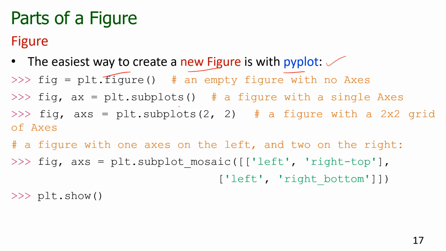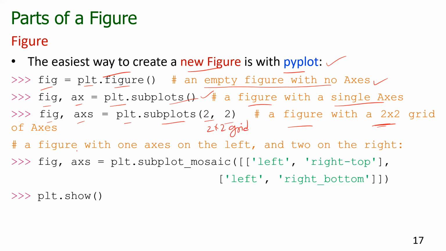You want to create new figures from the existing one. This code demonstrates that. First we define a figure, plt.figure, an empty figure without any axes. Then we create a figure with a single axis, figure comma ax equal to plt.subplots. Then we create a figure with a 2 by 2 grid of axes, same figure comma axs equal to plt.subplots of 2 comma 2. Here 2 comma 2 means a 2 by 2 grid.